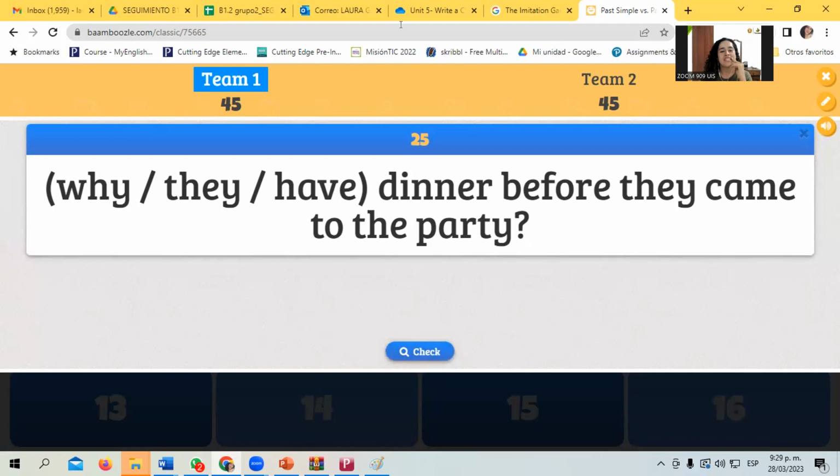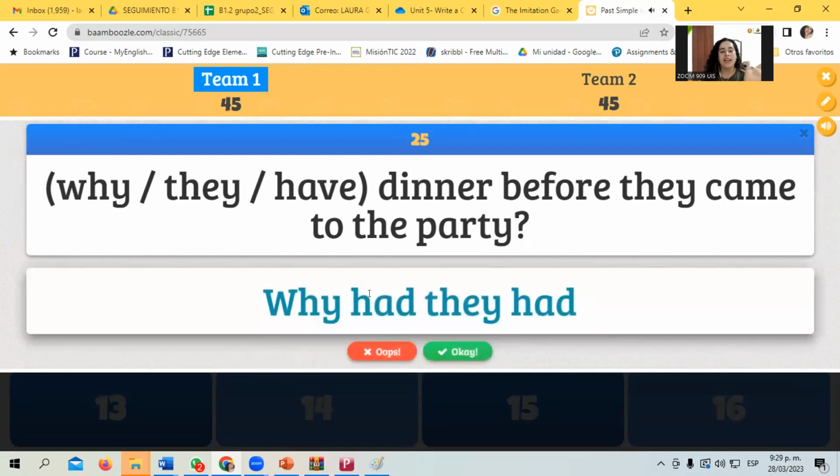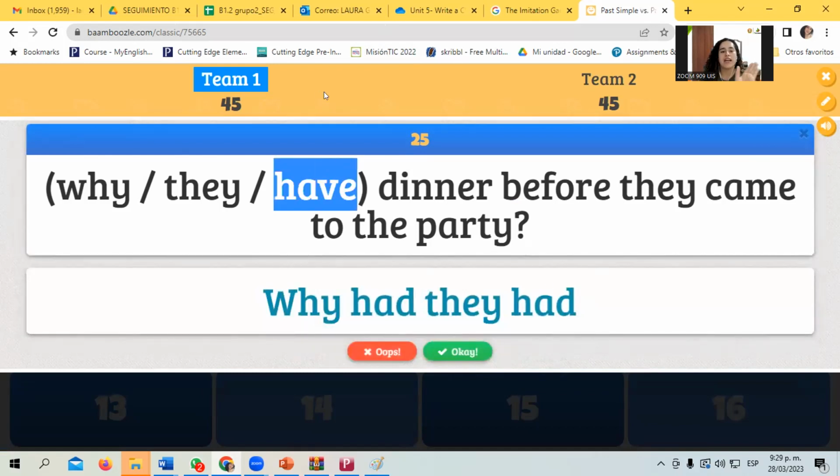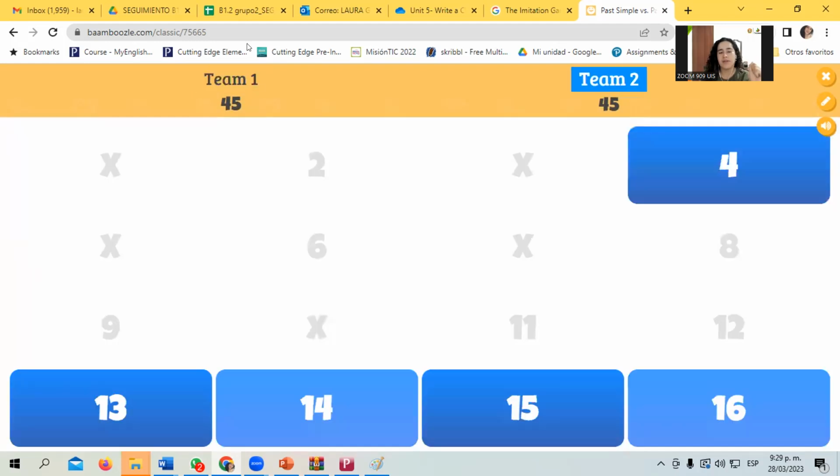No. No, the question in Spanish sería, ¿Por qué ellos habían cenado antes de venir a la fiesta? Sería, why had they had? Se repite el had como auxiliar y el have como verbo principal, ¿no? Why had they had dinner? Porque ellos habían cenado o habían comido la cena antes de venir a la fiesta. Antes de que vinieran a la fiesta. Right? So yeah, this was a bit more difficult.